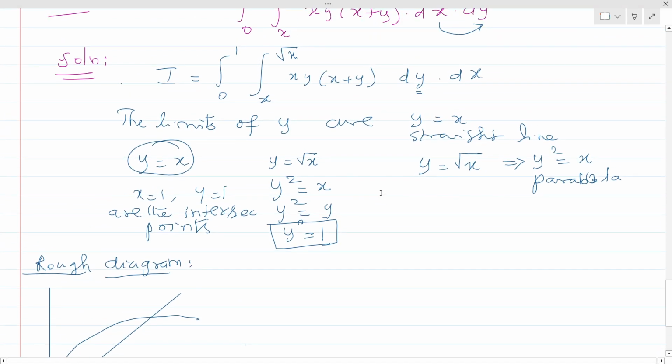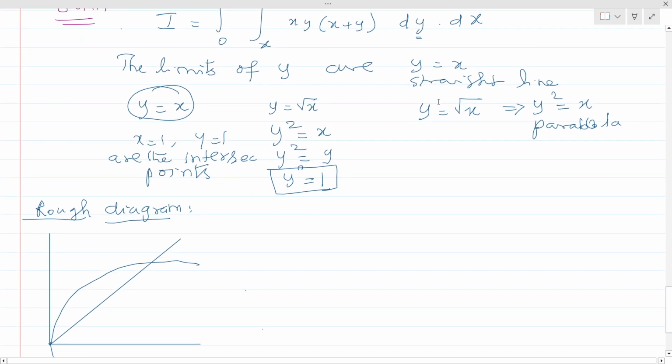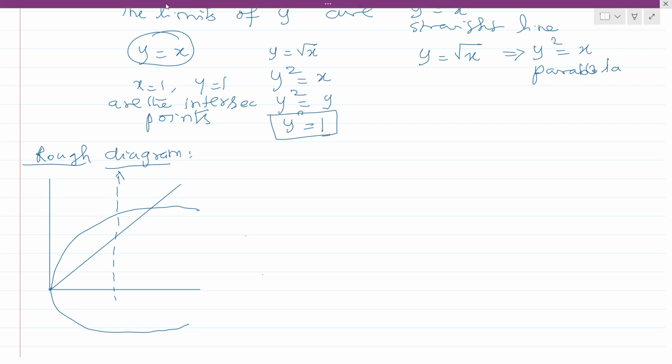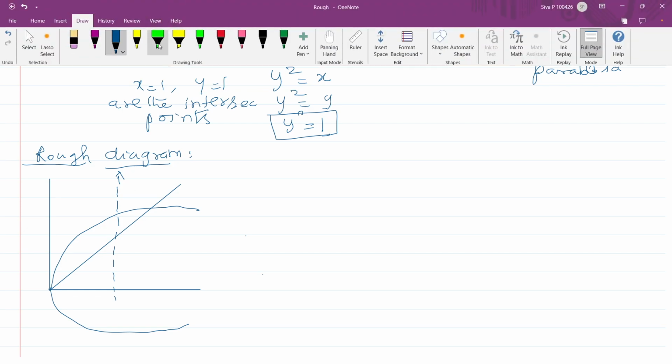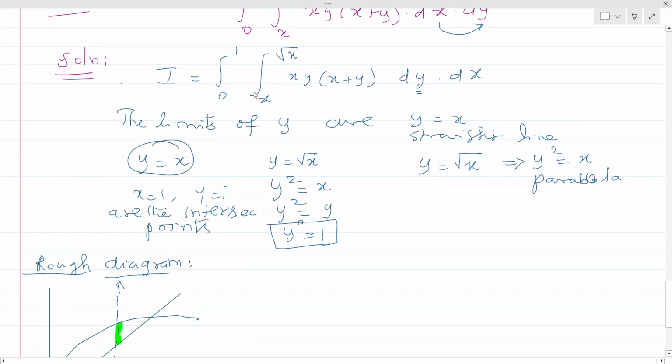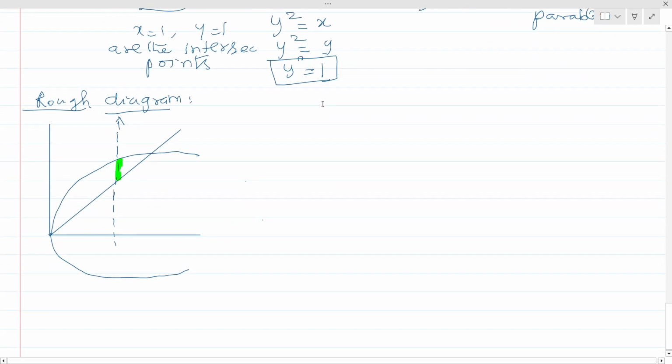Now see the limit here. What is the inner integration limit? Y. So y means you have to draw a line parallel to the y axis. If you draw the parallel line to the y axis, what is the starting value? You can see the integration. It starts from y equal to x, the straight line.